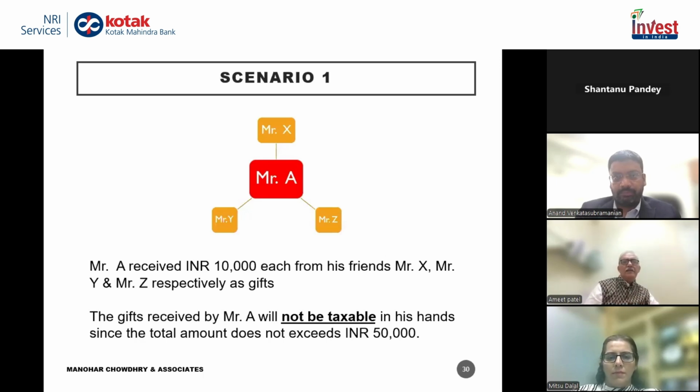Mr. A receives 10,000 each from his friends X, Y, and Z as gifts. So X, Y, and Z are friends, so they are not relatives as far as this person is concerned. And also the total amount does not exceed 30,000. Therefore, this amount of 30,000 will not be taxable in the hands of Mr. A.